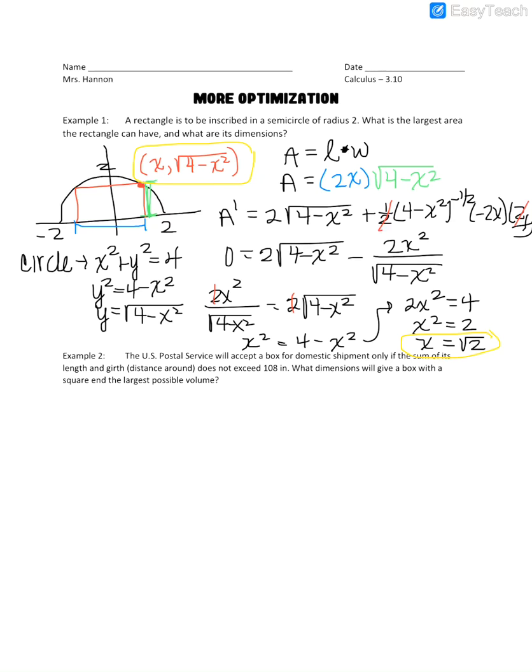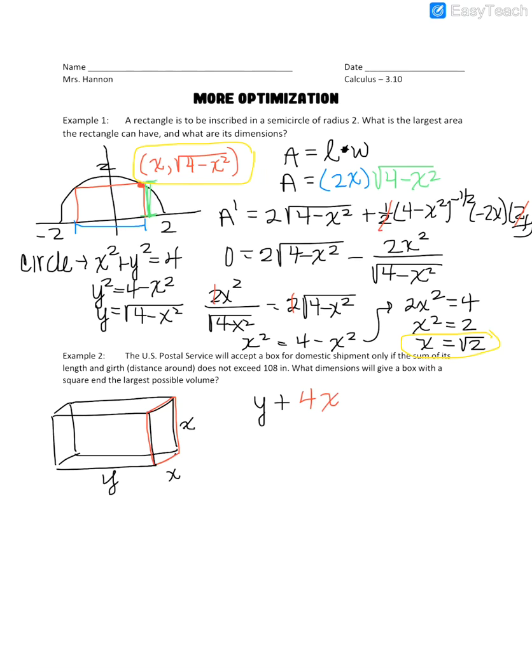Okay, so we want to start by drawing a box. And I did notice it said a square end, so I'm going to go ahead and make my end x by x. And then my length here, I'm just going to make it y. All right, so it says that they want the length and the girth to not exceed 108. So that would be y would be the length plus the girth, meaning all the way around, would be x plus x plus x plus x. So that would be 4x.